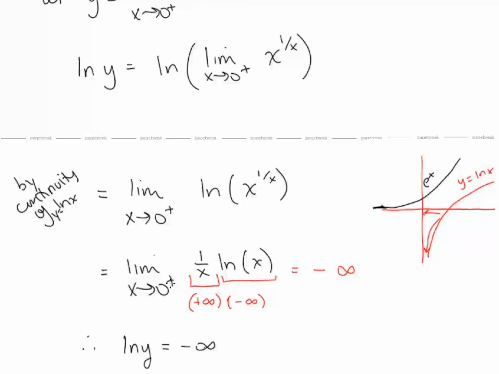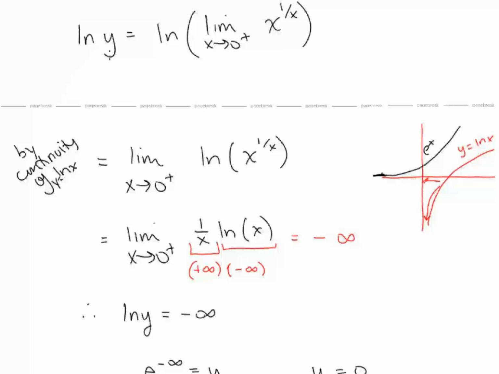The limit as x goes to 0 from the right of 1 over x multiplied by ln x. Now as x goes to 0 from the right, 1 over x goes to positive infinity. What does ln x go towards? Here's our graph of ln x. As x goes to 0 from the right, ln x approaches negative infinity. So here we have a negative infinity, and so the product is negative infinity. So that tells us that ln y, on our left side of this equation, is going towards negative infinity.